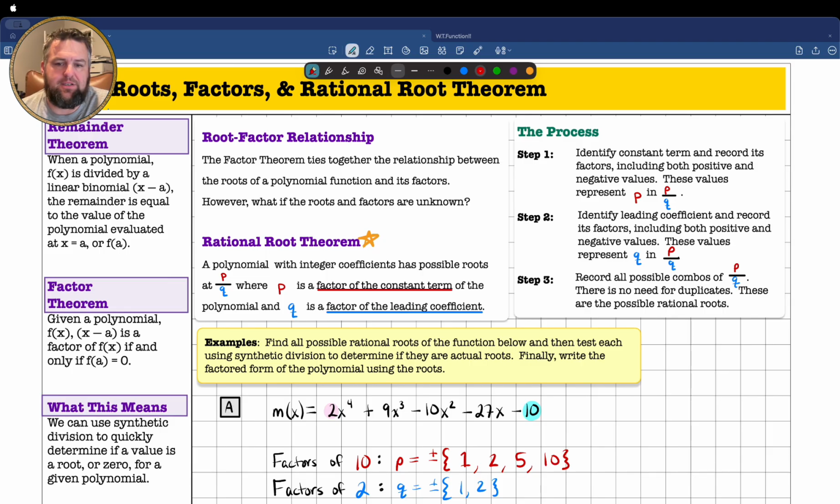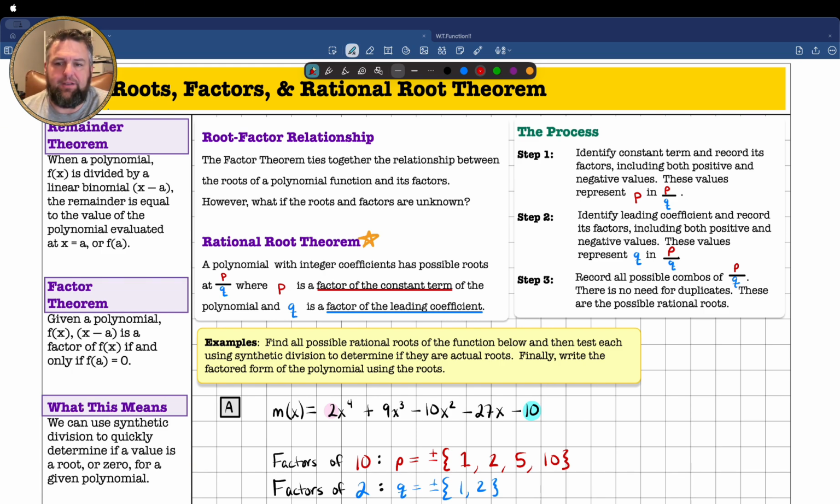So the process is going to look like this. In step one, we're going to identify the constant term, which is always going to be the last term, without the variable. So it should just be the constant value, and record its factors, including both positive and negative values. These are going to represent the p in p over q. Step two, we identify the leading coefficient and record its factors, including both positive and negative values. These values represent the q.